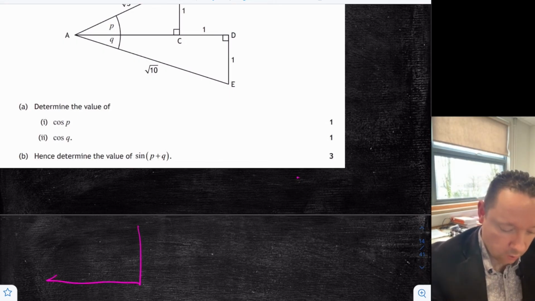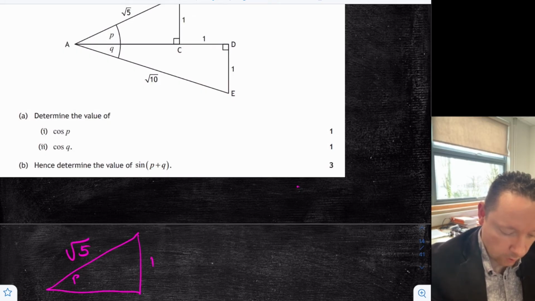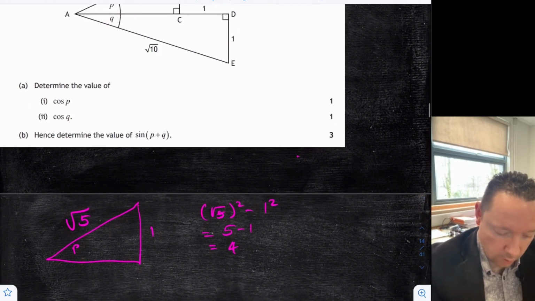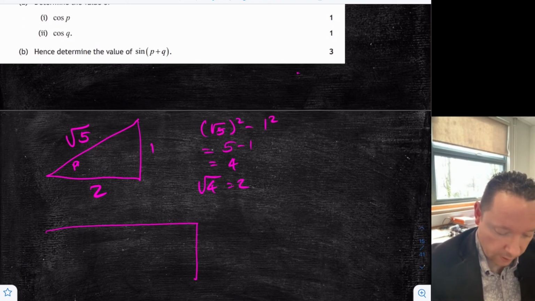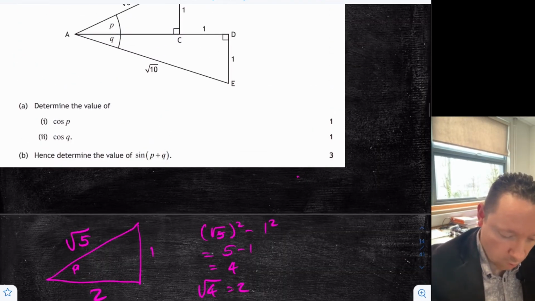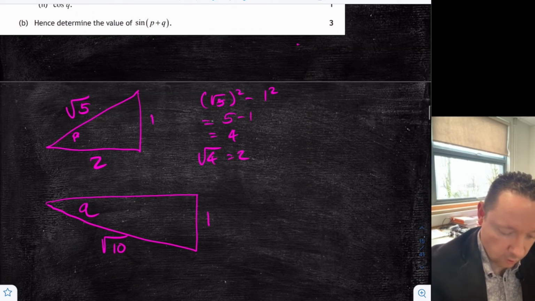So for the first triangle, where P is, I've got 1 and root 5. So I can do root 5 squared minus 1 squared, which is 5 minus 1, which is 4. Square root of 4 is 2, so I've got 2 on this side for the P. Similarly with the Q, I'll draw it as it looks. Q, we've got a big long side, and there's Q there, and it tells us the hypotenuse is root 10. It tells us the other side is 1, but then we don't need Pythagoras because we've got 1 right here, and then an extra 2 to make 3, because we've just worked it out, so this is 3.